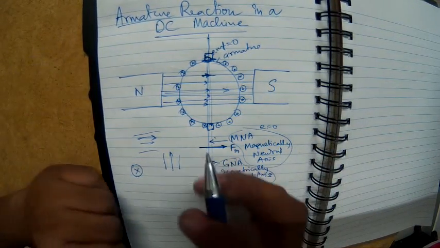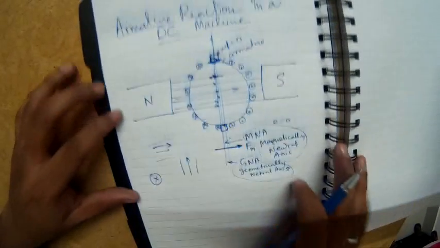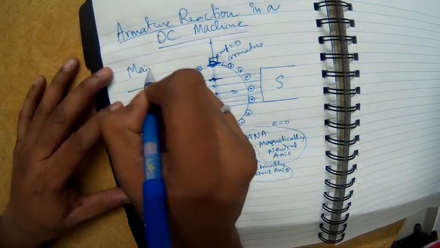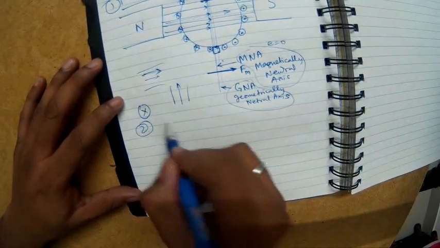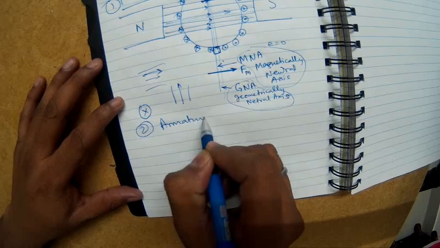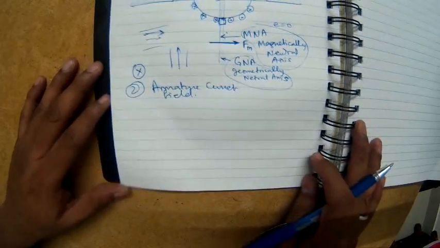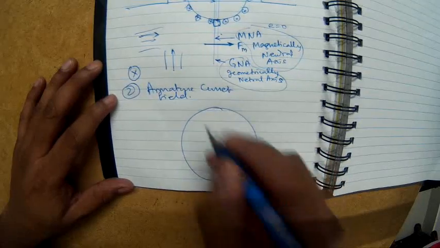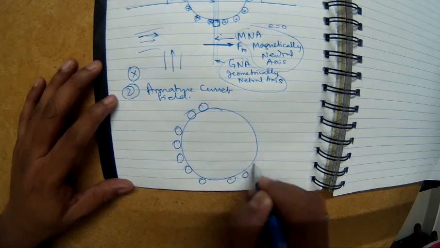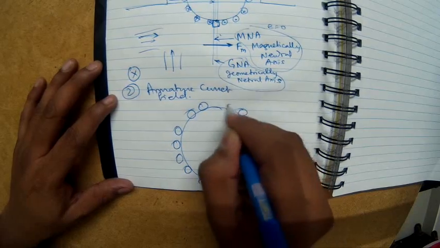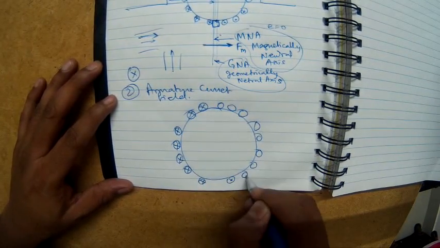Now the current carrying conductor also has a magnetic field. So let's draw that. This is the main field, number one. And number two is the armature current field, the magnetic field due to armature current. Let me draw the armature and the armature conductors. On the left side, the current is cross. On the right side, the current is dot.